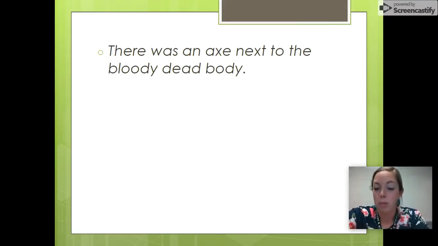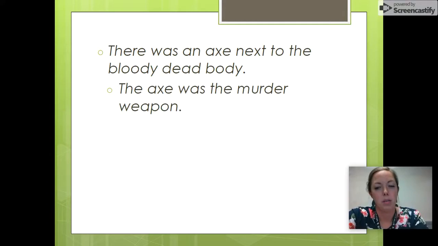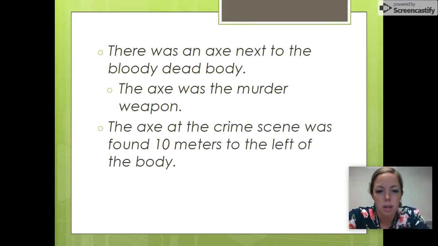Great. An example of an inference that would not be something good to write down as an observation would be this. The axe was the murder weapon. You don't know that, right? You don't know that. So another good observation would be the axe at the crime scene was found 10 meters to the left of the body. Perfect. You got numbers in there, everything.